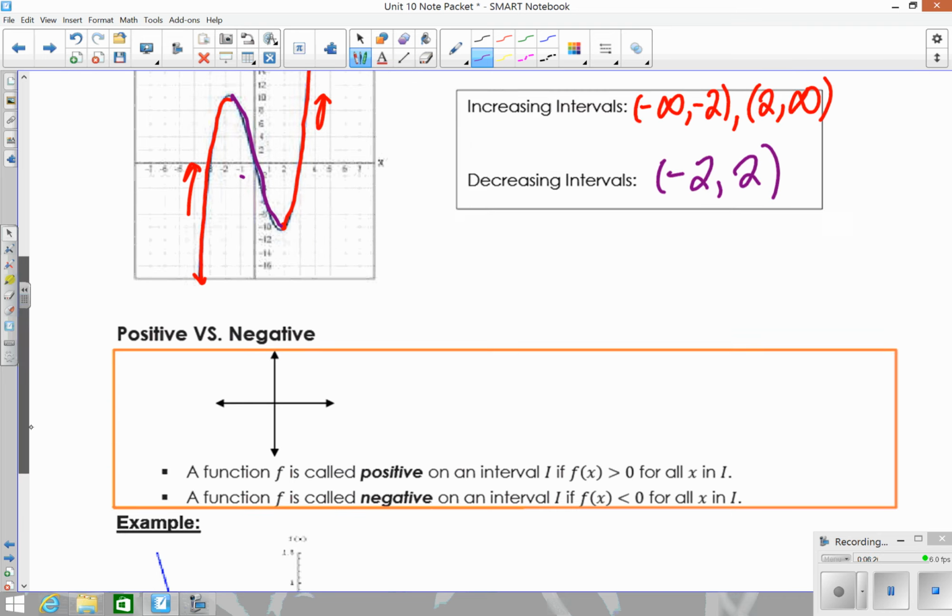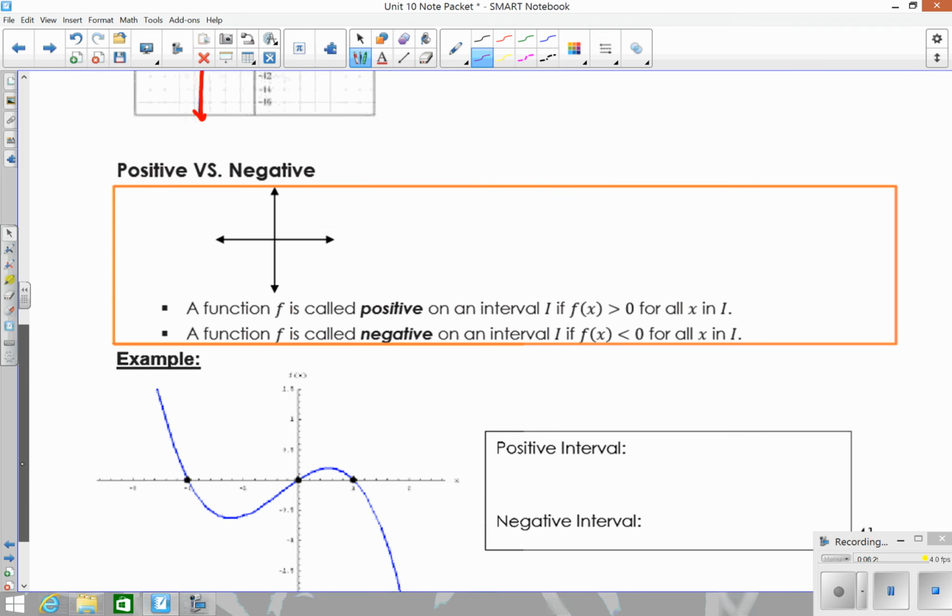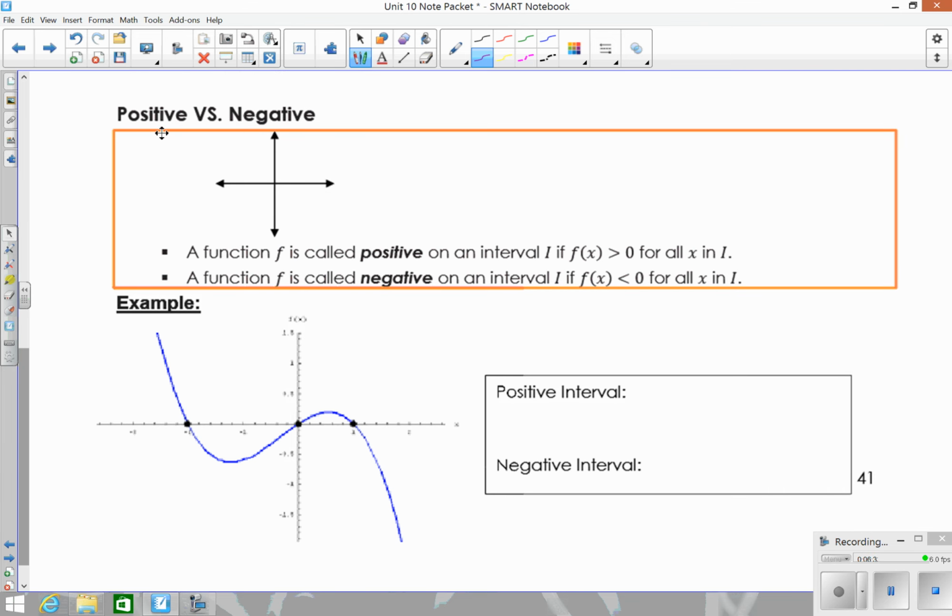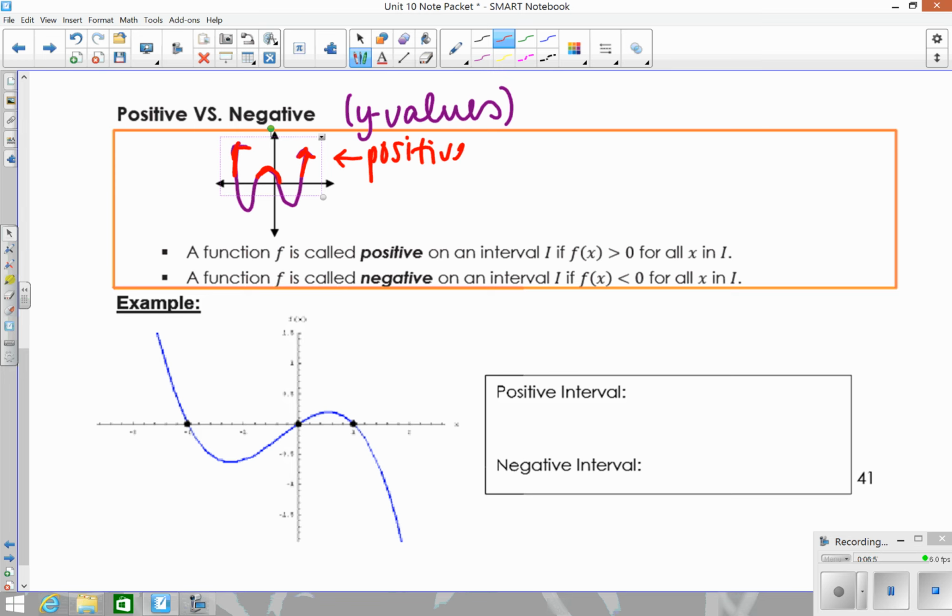So then the next category that we're going to look at is going to be positive versus negative. So this means where the y values are positive and where the y values are negative. So when we're looking at positive or negative, we're looking at the y values. So if I have, let's say, some graph that looks like this, the positive is any part above the x-axis. So this is the positive. And then the negative is any part below the x-axis where the y values are negative.